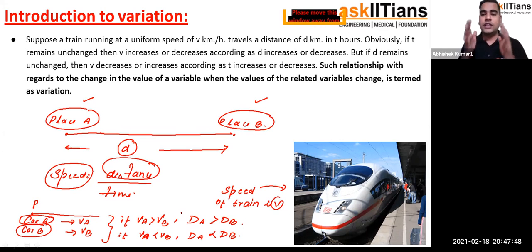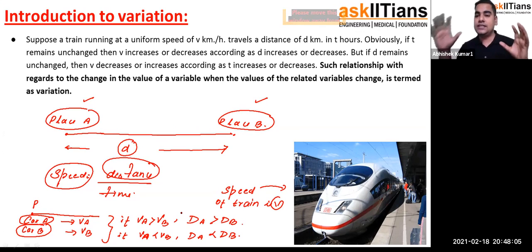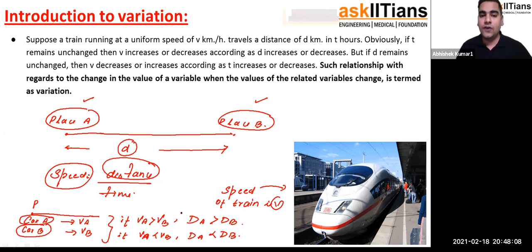This second situation illustrates what you call direct proportion. In both the cases, the first and the second, there was some variation, some change taking place, and that change was taking place because of a change in some other value. This concept is what you call variation. Understood? So variation means when some change happens as a result of some change in some other value. There are two types of variation: direct variation, or direct proportion, and indirect variation. Broadly speaking, that's what we have. Clear?